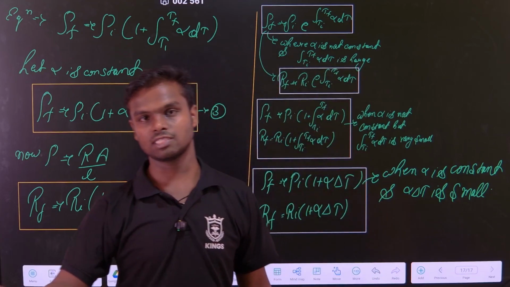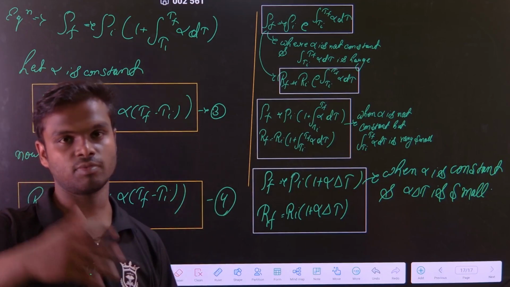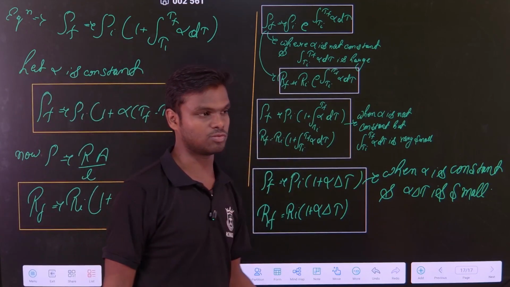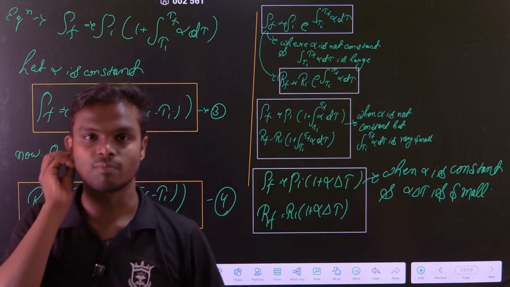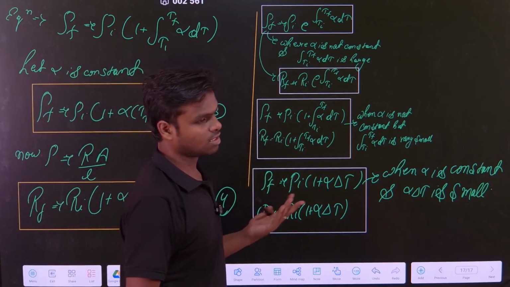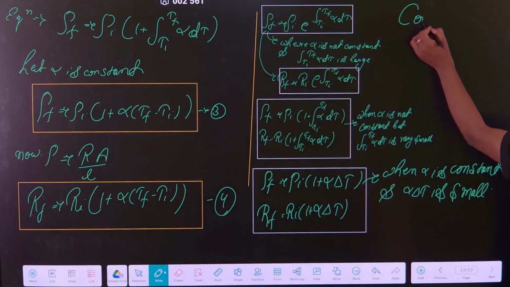I will make the alpha a function of temperature, suppose 2T plus 3, and the temperature moving from 10 degrees Celsius to 20 degrees Celsius. Just put it in here and calculate. It's simple. There is nothing very complex here. You simply have to apply the formulas and you will directly get the answer. This is the conclusion for you. You have to remember this.